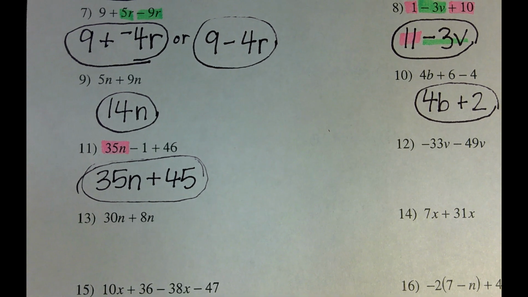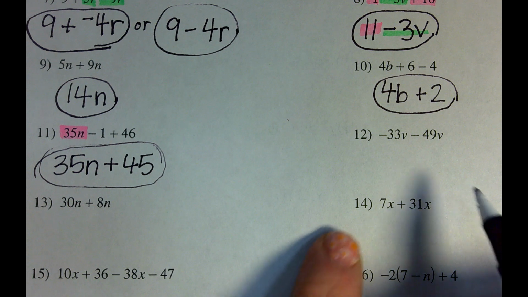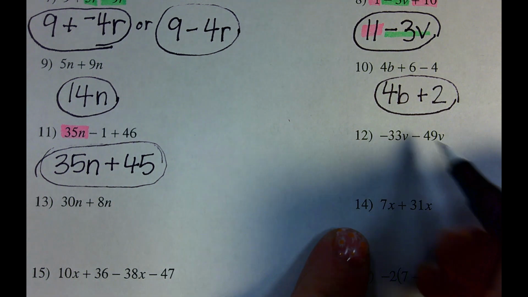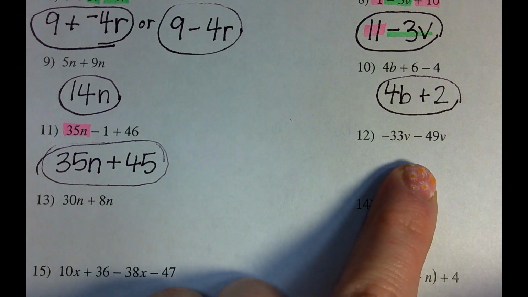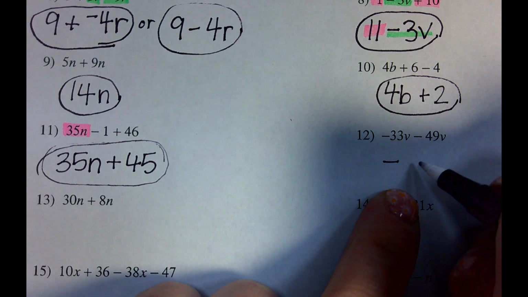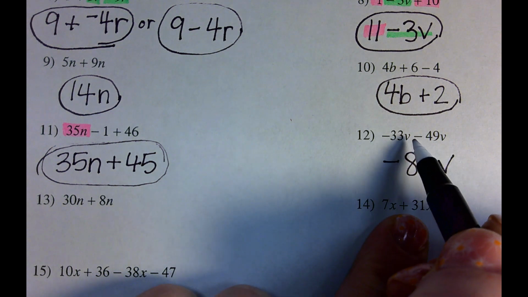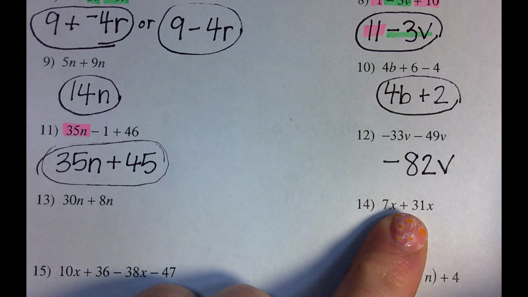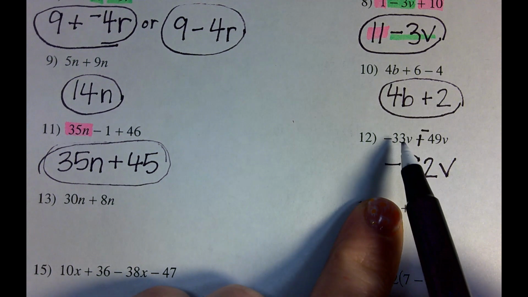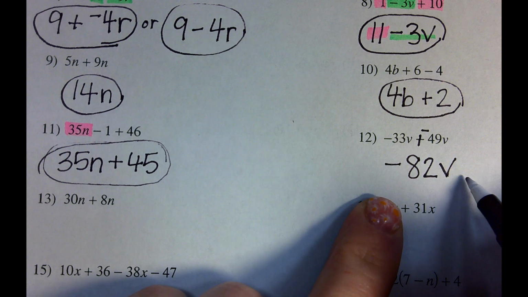Okay, let's try number 12. This one's tricky. Negative 33v minus 49v is negative, what did you say, 82? 82v. Remember, when you are subtracting a negative, we can just change this into plus negative. Negative 33 plus negative 49 is negative 82v.